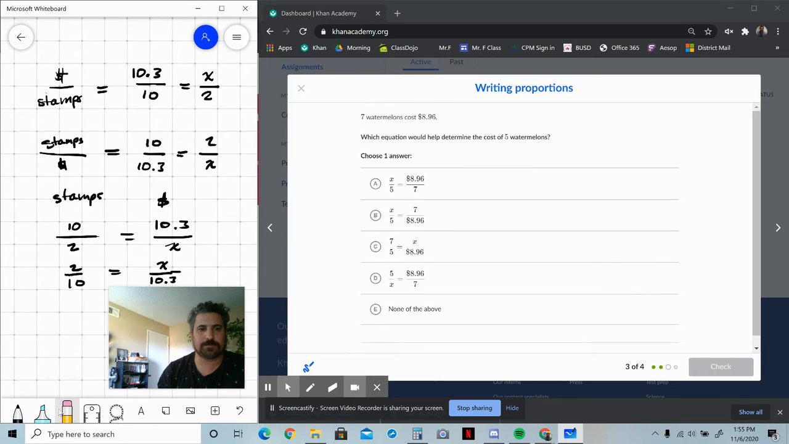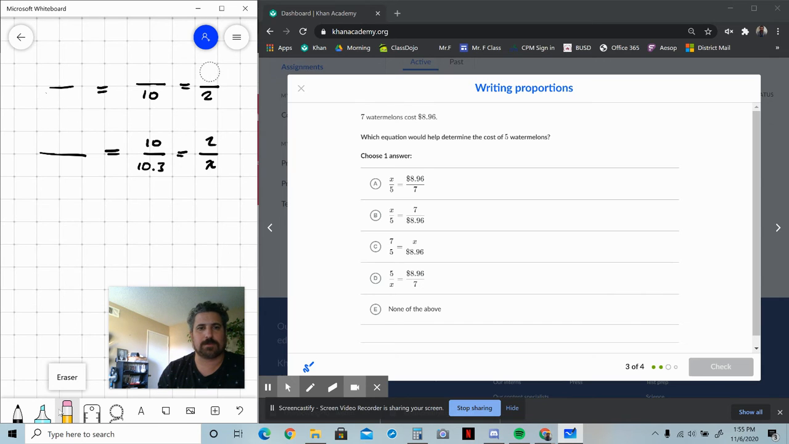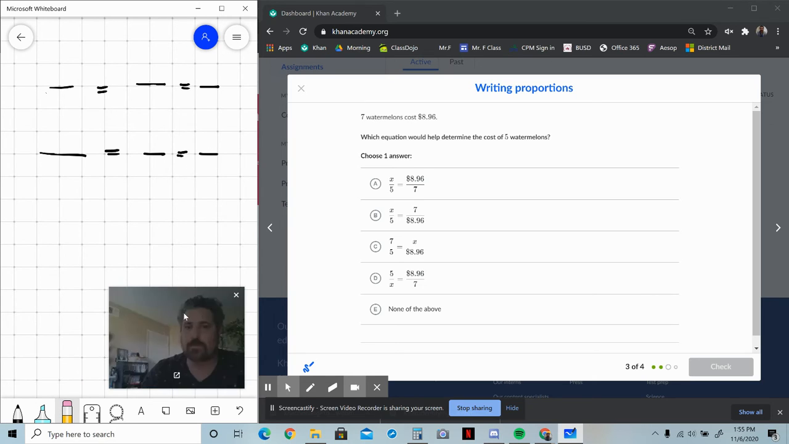So over here, I'll erase this stuff and make more room. Get rid of this, get rid of this. All right, awesome. Okay, so it says which equation would help determine the cost of 5 watermelons, given that 7 watermelons cost $8.96.